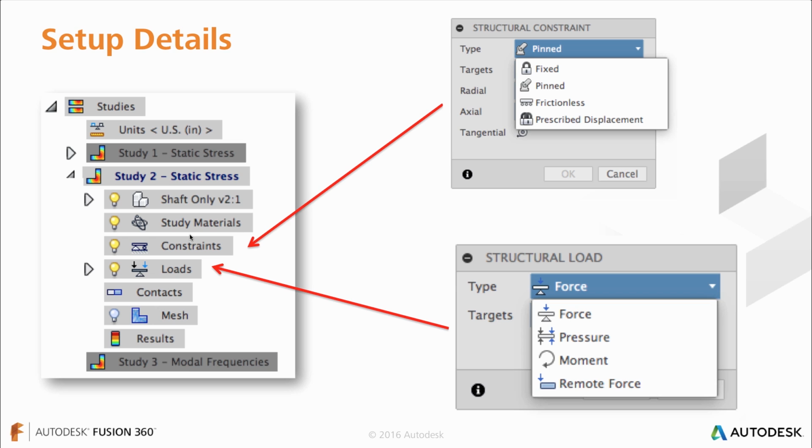And then finally, structural loads include things like force, pressure, moments, and remote forces. So sometimes you want to apply a force 10 meters away from where your geometry actually is. You don't need to include every detail of every part that applies that load way out there. You can actually just apply that load remotely, which will save you solve time, because the more models you have, the more geometry, the more elements that are in your studies, the longer it's going to take to solve.